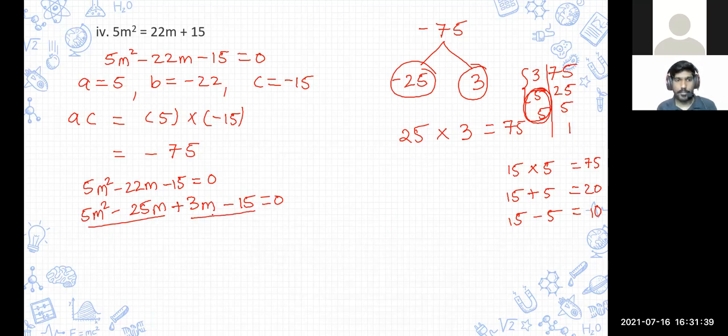Okay, in the first pair, what can you see common? 5m. Yes, 5m. And inside the bracket, you will be left with m minus 5. M is common, no? So m minus 5. Plus, in the second bracket, what is common? 3. So inside the bracket, m minus 5. Equal to 0.